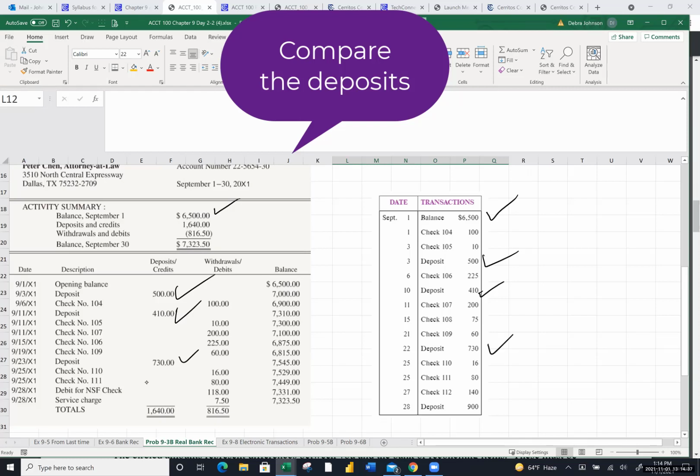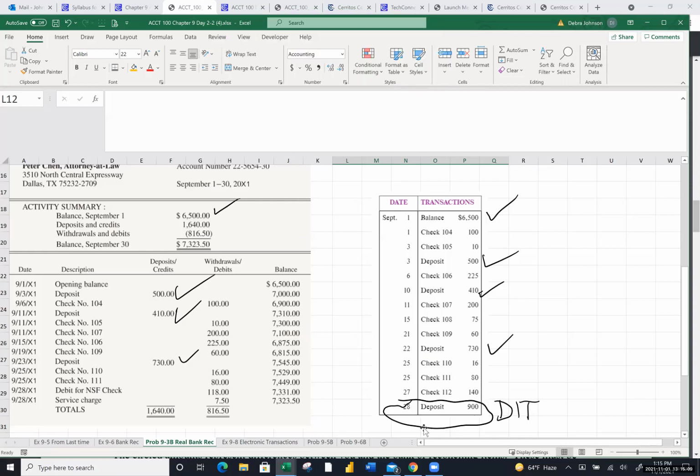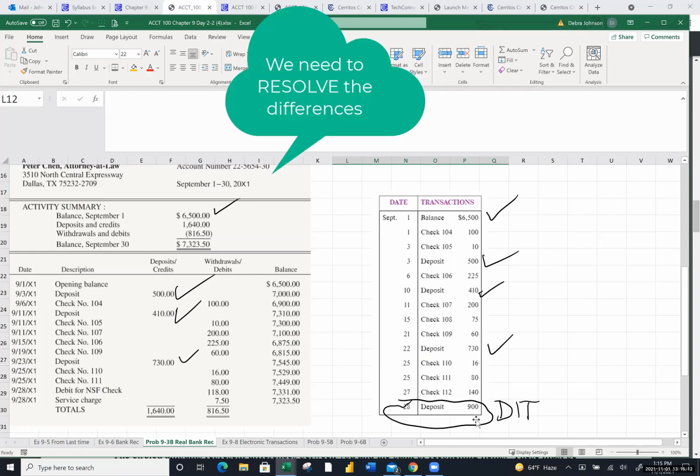Now, I see one more deposit on my books that isn't on the bank statement. That is a deposit in transit. It's near the end of the month. What probably happened is I went through on a Friday night and made a deposit for $900, but it didn't show up on the bank rec. It'll probably be showing up on the next month. That is a reconciling item. If they match, we check them off. If they don't match, they're unreconciled items. We're going to circle them and then we'll throw it into our template down below when we're done.